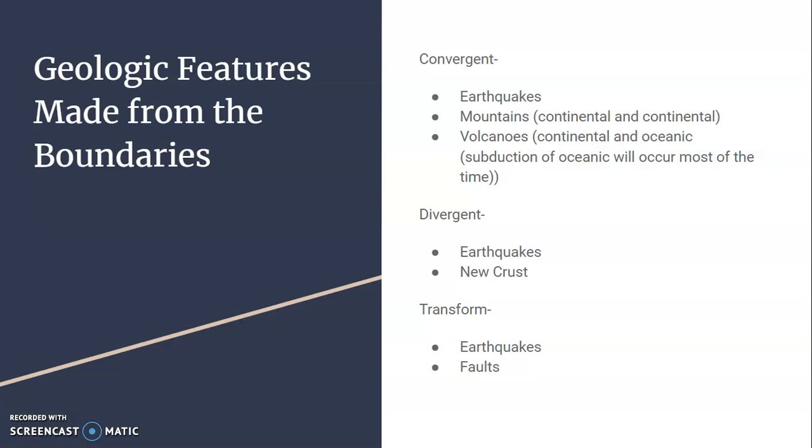Okay? Then we have divergent boundaries, which are two boundaries that are separating. Again, anytime plates move, earthquakes can happen. Also, with divergent boundaries, new crust can be formed. So when those plates separate, that allows magma to come up from the mantle and fill in that area that's now a gap. So that would form new crust. And then transform boundaries, that can make earthquakes, that can make faults, the big cracks in the ground.